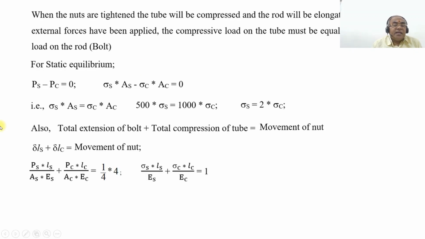So PS by AS is nothing but sigma S, into the length of the steel bar, by Young's modulus of the steel bar, plus sigma C, into the length of the copper, divided by Young's modulus of copper, EC, equal to 1.